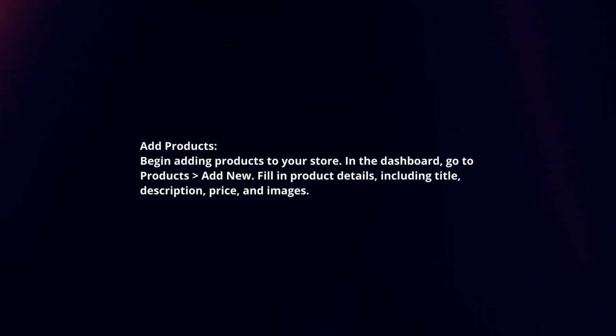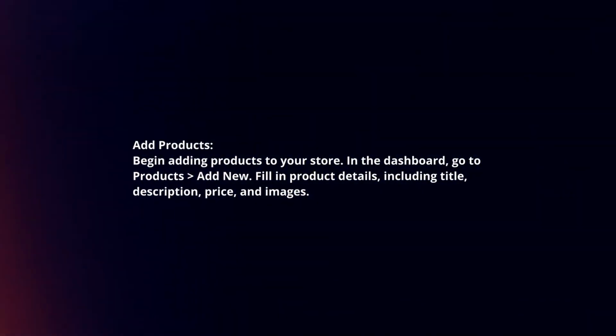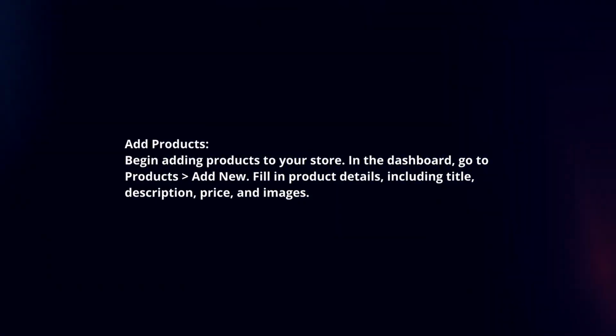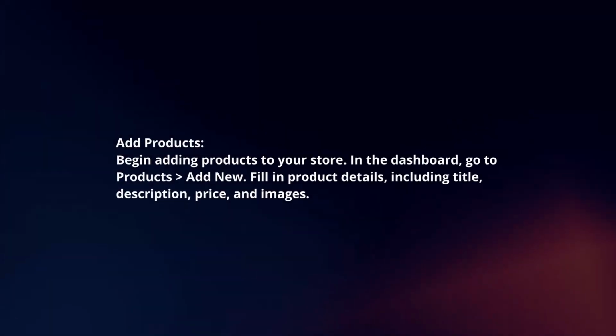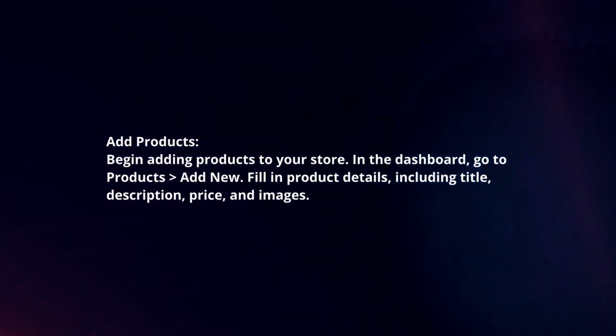Add products. Begin adding products to your store. In the dashboard, go to Products, Add New. Fill in product details, including title, description, price, and images.